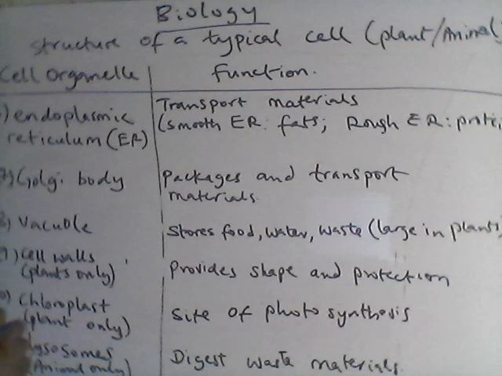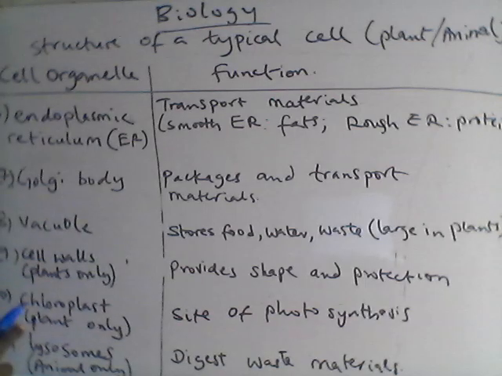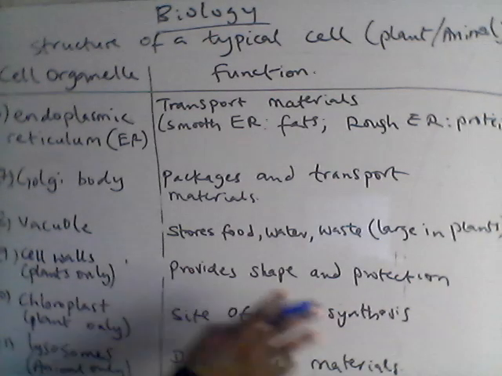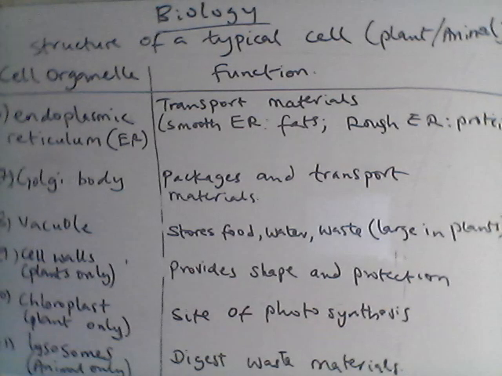So we have the chloroplast. The chloroplast is also for plant only, and chloroplast is the site where photosynthesis occurs. Okay, so all the cells in the plant having chloroplast is where the photosynthesis occurs. And then finally, I have the lysosomes. The lysosomes are for digesting waste materials. Only animals have this. It is where the digestion of waste materials happens.